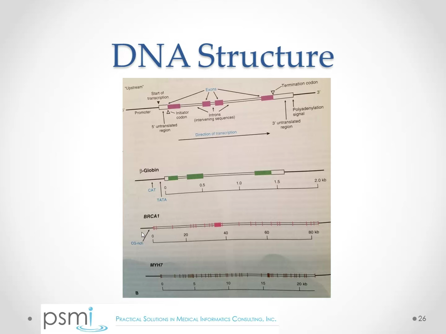Oftentimes the upstream promoters that you see are less well understood. You won't necessarily find the classic promoter motifs, but instead what you'll find upstream are areas very rich in CG pairs. So C for cytosine, G for guanine. Upstream of the BRCA1 gene, for instance, you'll find a number of CG pairs, or what are called CG dinucleotides. And we'll come back to the importance of that when we talk about epigenetics during our central dogma discussion.